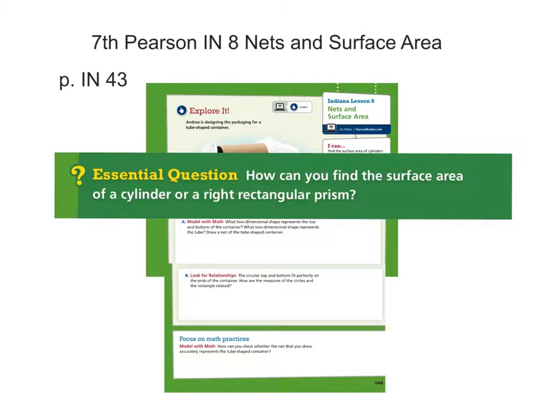This lesson we're going to be looking at nets and surface area. And we're going to be talking about how you can find the surface area of a cylinder or a right rectangular prism. Right rectangular prisms, we've already worked with those, but we will refresh our memory on that. Cylinders will be a little bit of a new concept for us here.